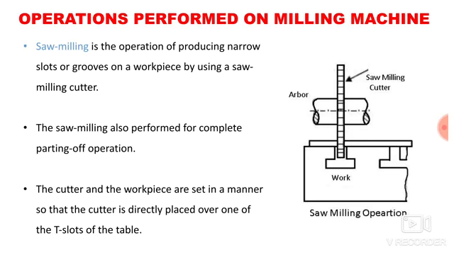So that is all about today's video. In this video I have discussed two basic types of milling machine, that is horizontal milling machine and vertical milling machine, their difference, and the various operations that you can perform over the milling machine.